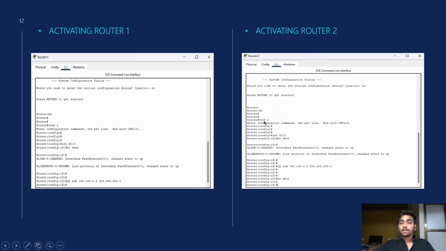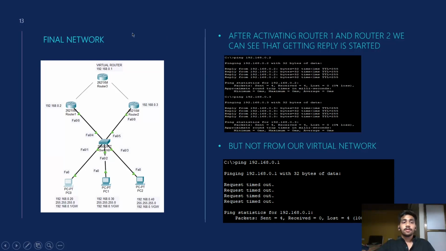Similarly, now we will activate router 2. Router is enabled, configure, then interface FastEthernet 0/0, no shutdown. The IP address given here is 192.168.0.3, the subnet mask is the same, and no shut. This means that both of the routers are now activated. Now the final network diagram is shown here.